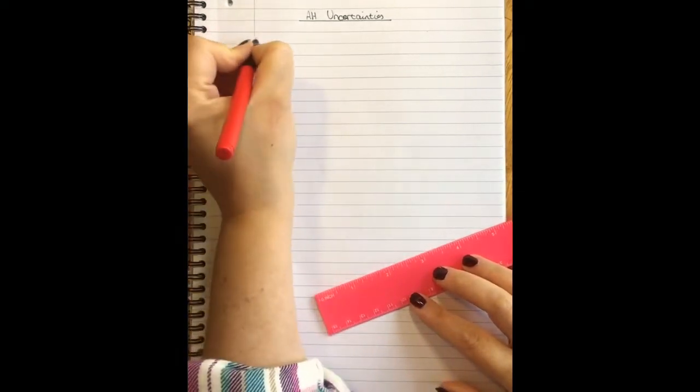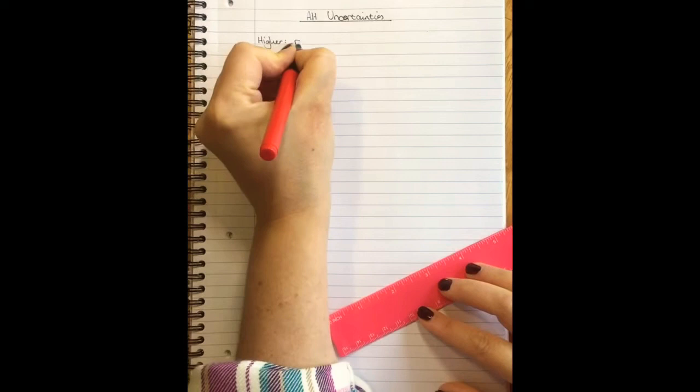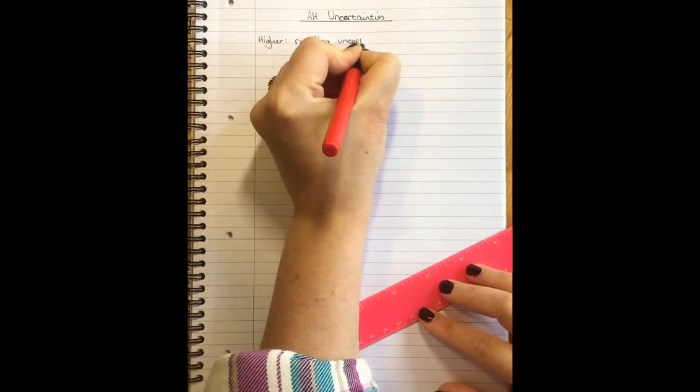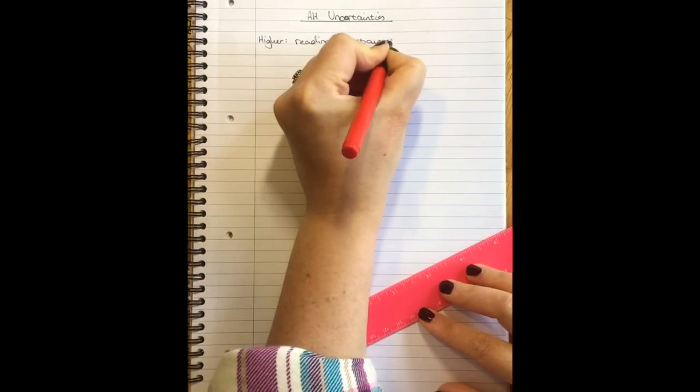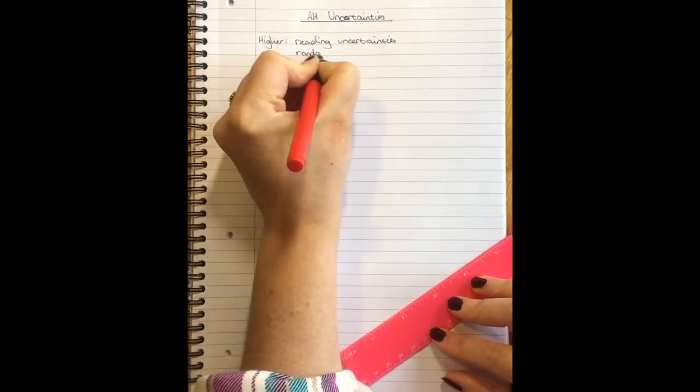So from Higher, we covered two kinds of uncertainties. So in Higher, we had reading uncertainties and we had random uncertainties.